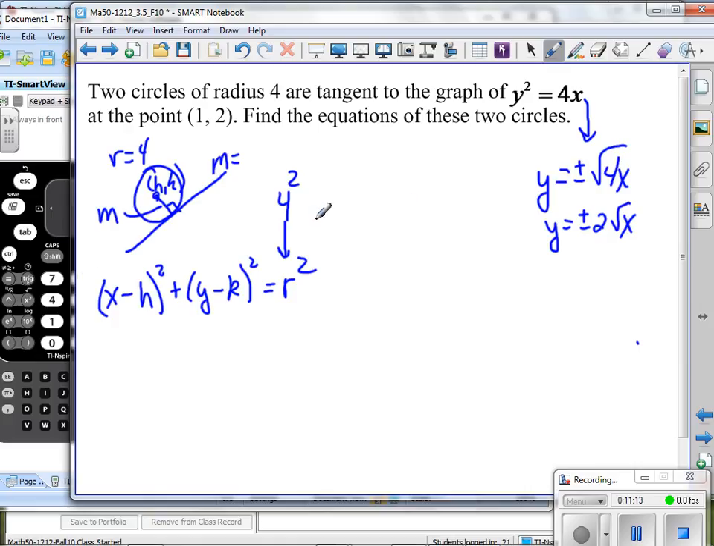We use the derivative to find what? Slope of the tangent, and that helped us to find what? Slope of the radius. And because we know the slope of the radius of this, do we know this right here? It's 1, 2. We need to find h and k. So how are we going to find h and k?